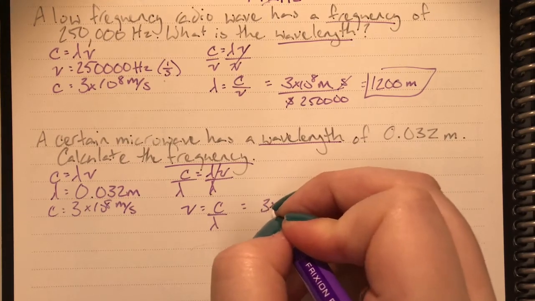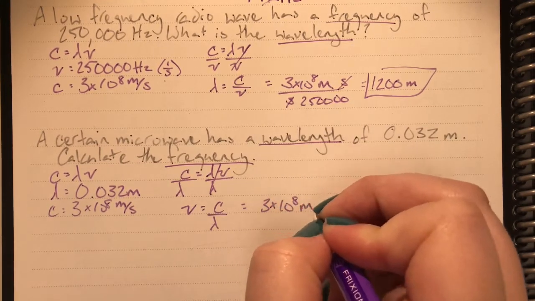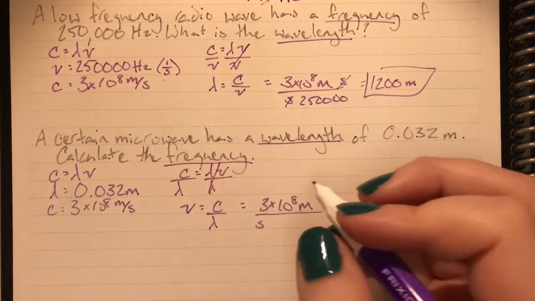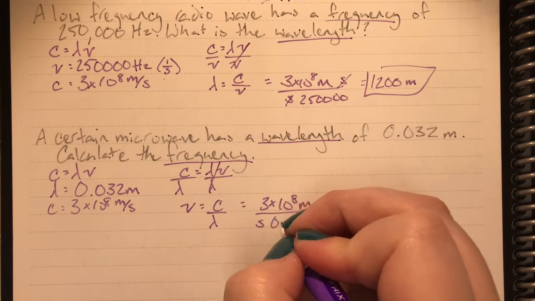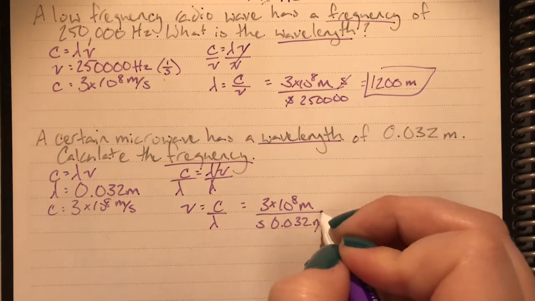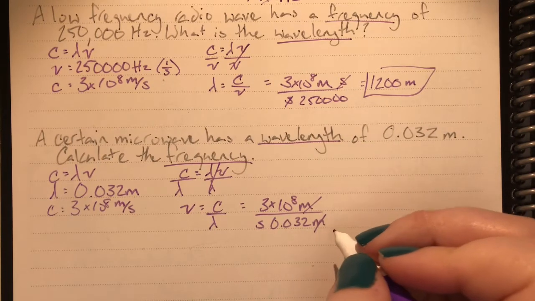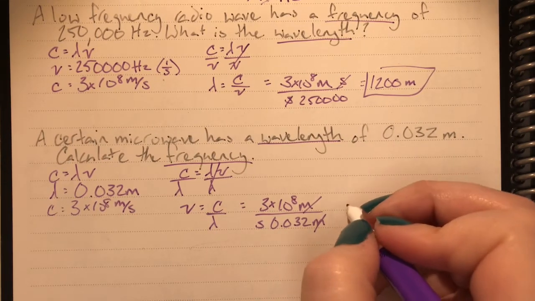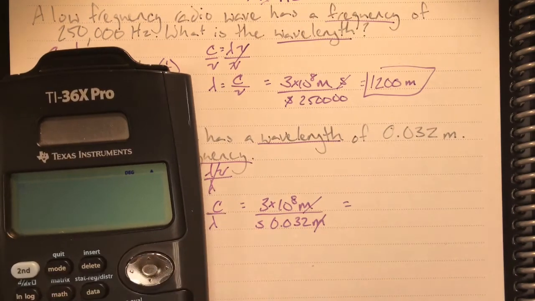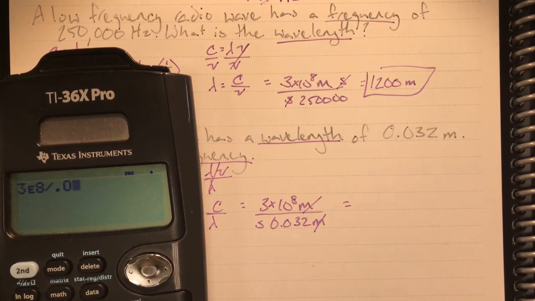So I have 3 times 10 to the 8th meters per second, and then I have my lambda at 0.032 meters. Meters will cancel, and I am left with per second, which is an appropriate unit for frequency, so I can go ahead and plug everything into the calculator. So I have 3E8 divided by 0.032.